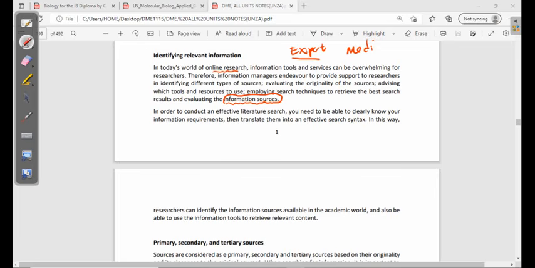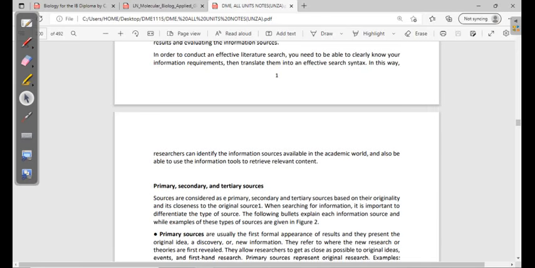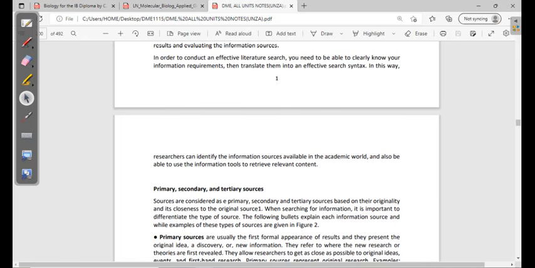I'll get wrong information. So I need to identify which one is going to be relevant information. And so we need to pay particular attention to all those aspects as we look for information. Now, in order to conduct an effective literature research, you need to be able to clearly know your information requirements, then translate them into an effective search syntax.